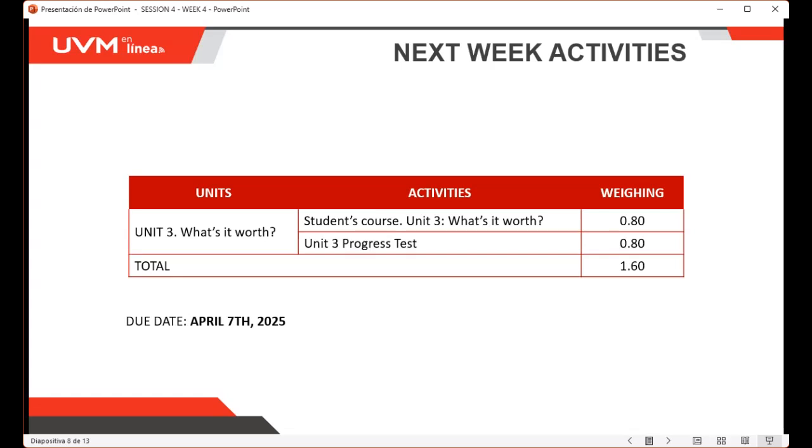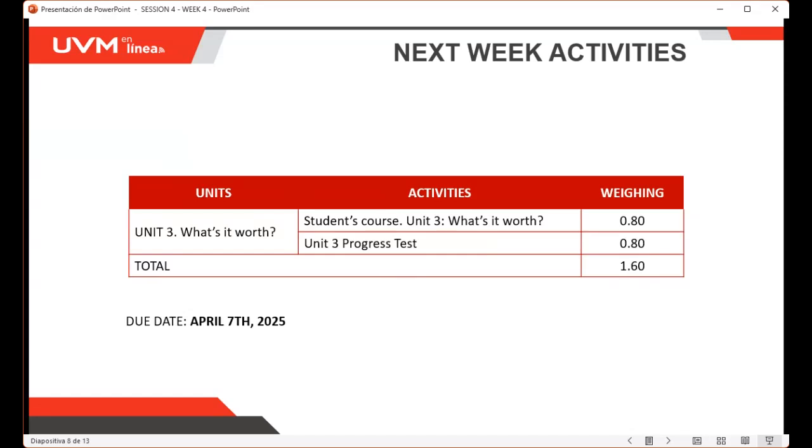Okay, for next week activities, remember that you need to solve the unit 3, What's It Worth? You have to answer 2 activities: the general activity, which is Students Course, unit 3, What's It Worth?, and the unit 3 progress test. Each of these activities is worth 0.80, so at the end of the week, you need to gain 1.60 points.